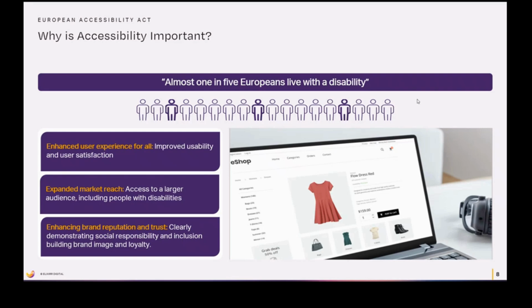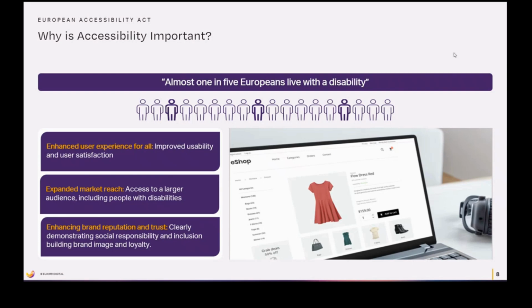Expanded market reach, so access to a larger audience, including people living with disabilities. So we'll have a few more stats on that in a moment. And then enhancing brand reputation and trust. So clearly demonstrating social responsibility and inclusion builds brand image and loyalty. So we know that's the case. A lot of businesses that can demonstrate that they're working on ESG, for instance, tend to have a more positive brand image than those that don't.